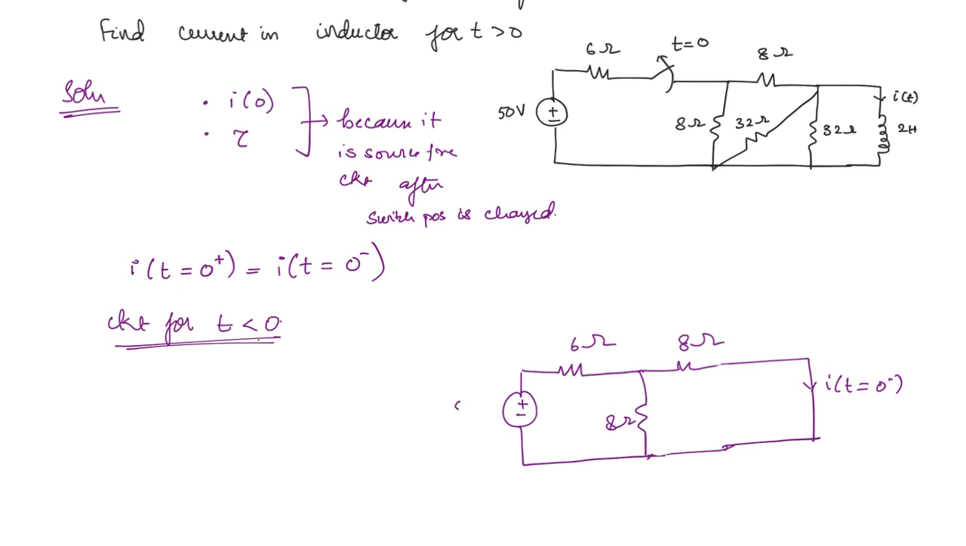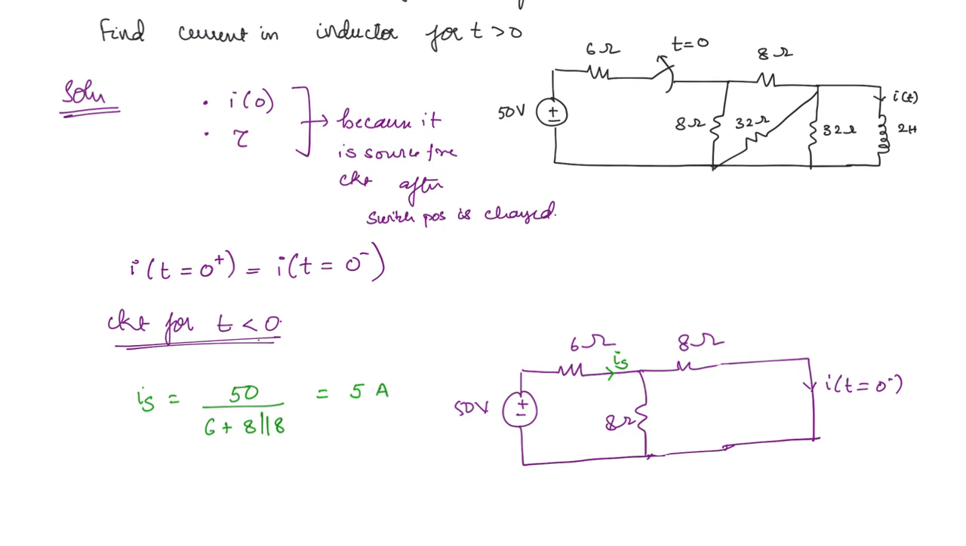So what will be the current here? First we can find out the current here, Is, let us say. So what will be Is? This will be 50 divided by 6 plus 8 parallel to 8. Two equal resistors in parallel, it will become 8 by 2, so 4. So you're going to get 50 by 10, which is 5 amperes.